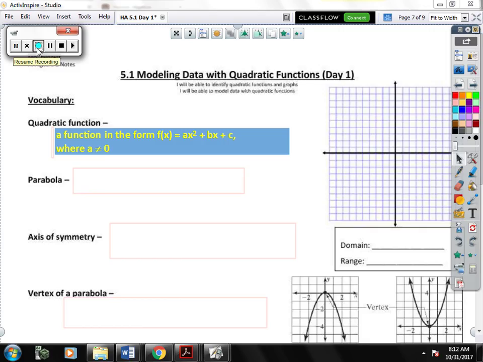ax squared plus bx plus c, where a cannot equal 0. If it were to equal 0, then it would just be a bx plus c function, which would be linear. So it has to be a number that is not 0.